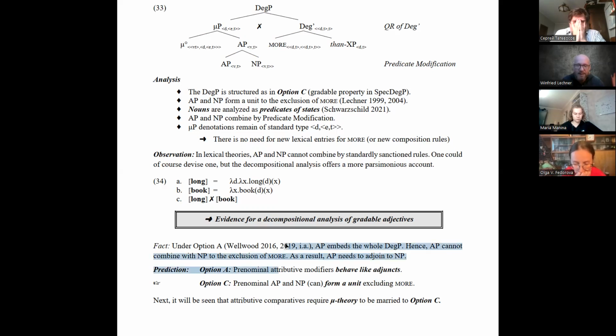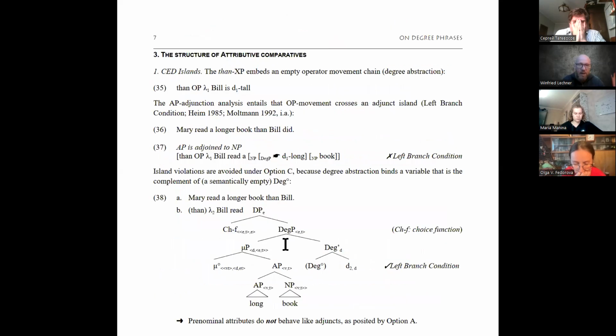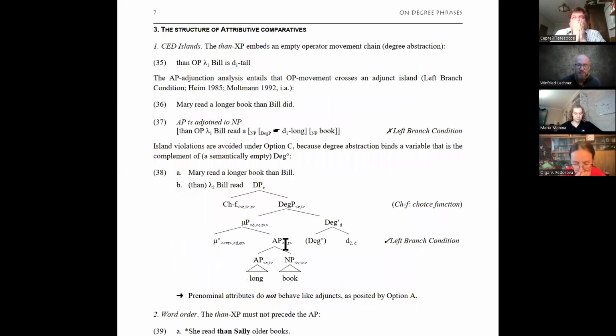Let's see how this pans out once we expose these predictions to some data. Those are old things, going back even to my dissertation, so I'm going through that quite quickly. One observation that I have hidden from you so far is that the than phrase, "Mary is taller than Bill," for instance, contains a movement relation, operator movement.